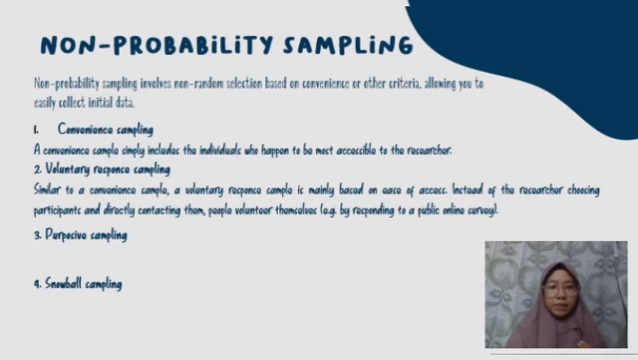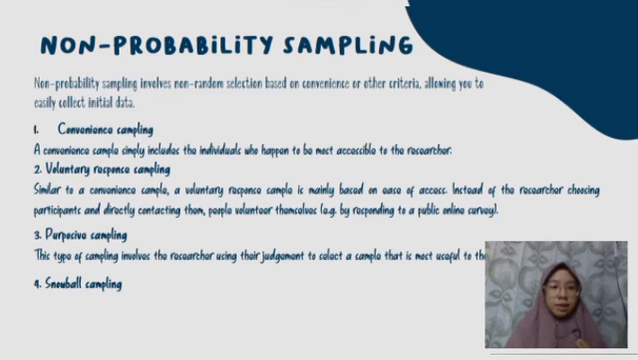Voluntary response sampling. It's similar to a convenience sample. A voluntary response sampling is mainly based on ease of access. Instead of the researchers choosing participants and directly contacting them, people volunteer themselves. An example is responding to a public online survey.